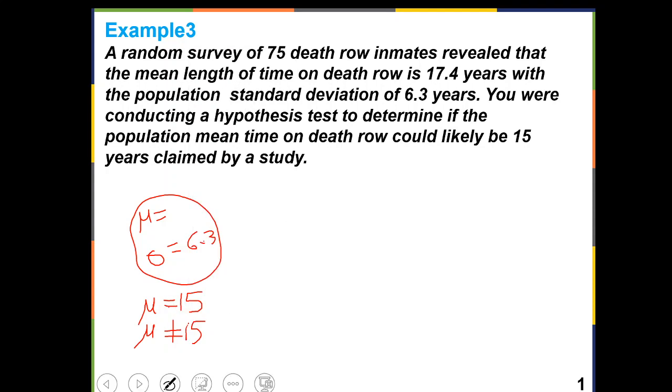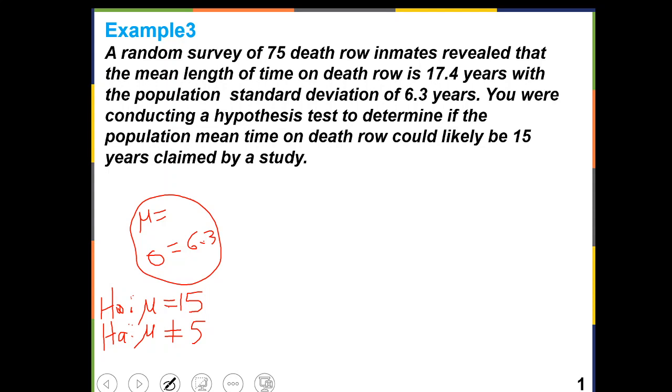And later we're going to talk about this, but we're going to call this null hypothesis, represented by h sub 0, h naught. And the other one is the alternative hypothesis, and we're going to represent it by h sub a. So we're going to talk about these. Don't worry about those names yet. So somebody claimed that mu of the population is 15.